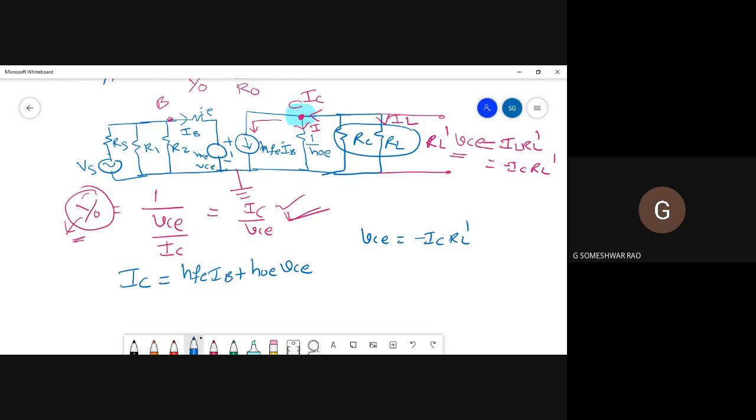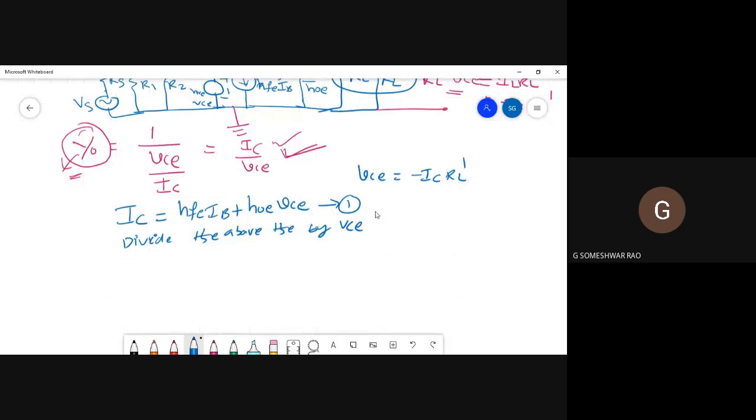Now let us say this is equation 1. Divide the above equation by VCE. Please write along with me. If I divide the above equation by VCE, we get IC by VCE. Why are we dividing? Actually, we just wanted to find this ratio. This ratio we just wanted to find out. That is the reason why we are interested in dividing this one.